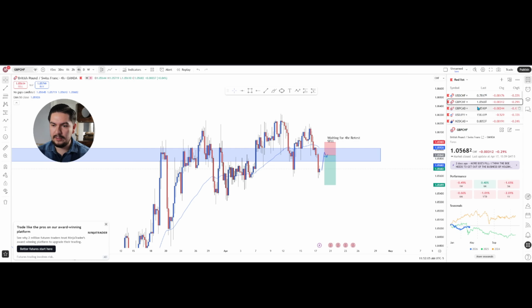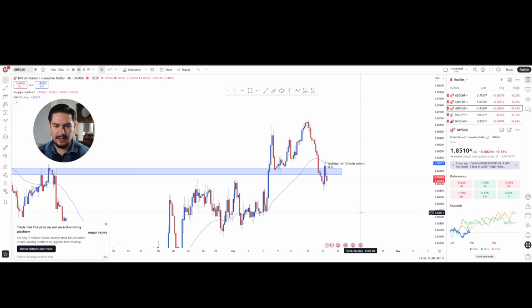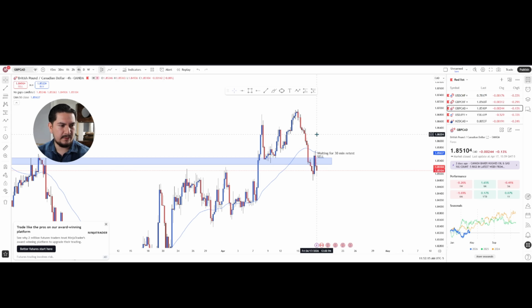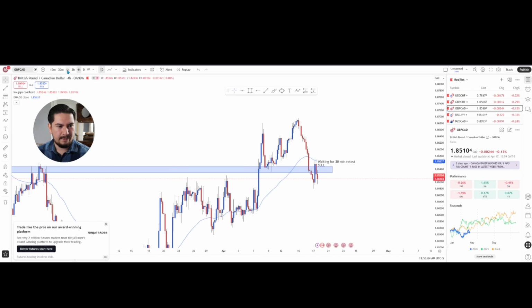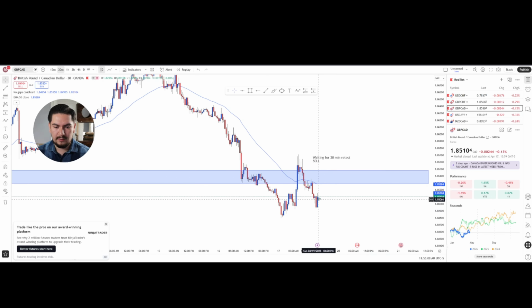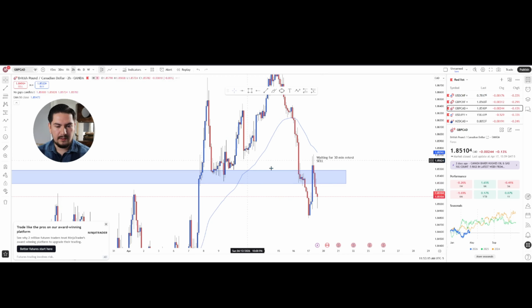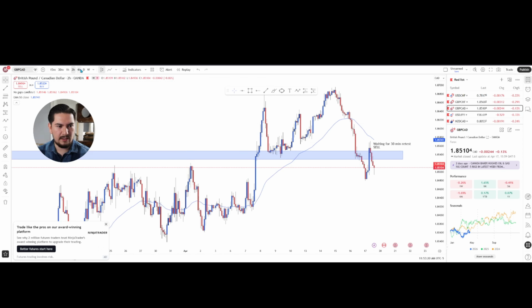The next one is GBP CAD, and for GBP CAD, this one's a bit different than all the other trades I've taken. It's not my favorite one, but what I'm waiting for is the 30-minute to come up and retest this area and then give me an entry signal to enter the trade, as I'm anticipating for it to continue selling.